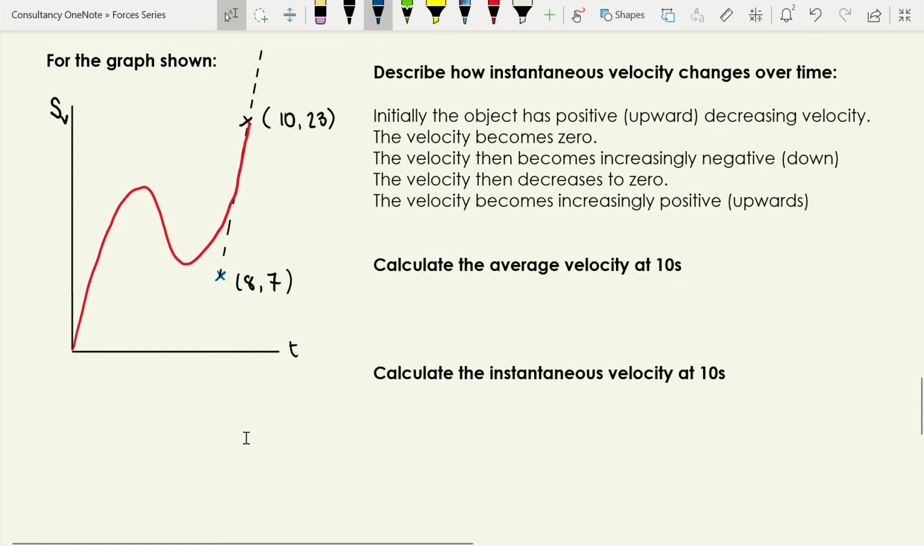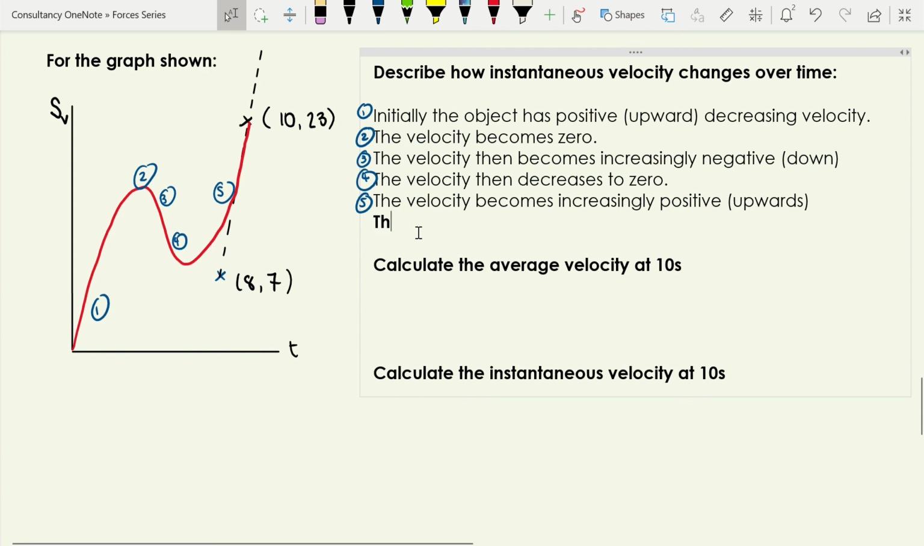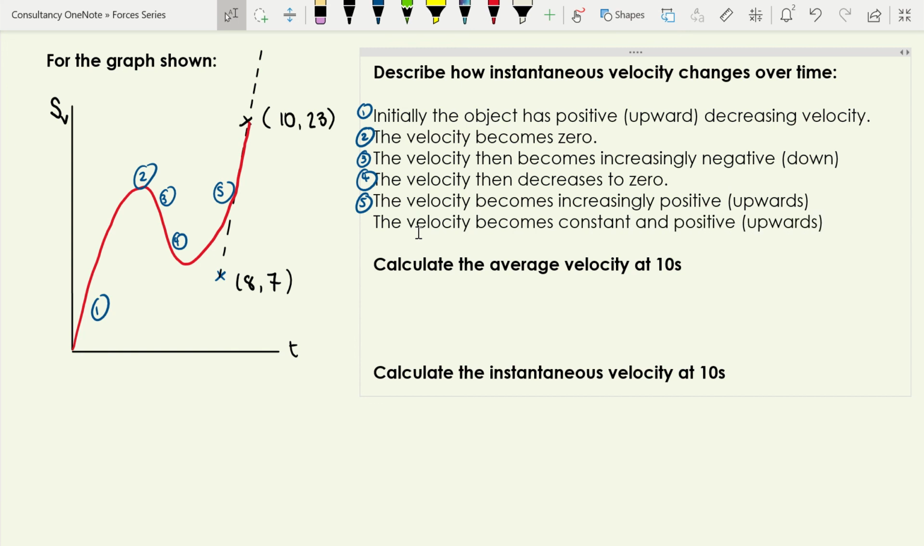So let's label our sections so we can match them up. So this is section 1. Velocity becomes 0 here. Increasing negative is here. Decreasing to 0 is in here. And then finally, velocity becoming increasingly positive is this section we can see here. Maybe at the end we could also give a stage 6. That looks like it becomes this. The velocity becomes constant and positive again, which means upwards. So you can see here it becomes a straight line towards the end. So maybe we could add a 6th step in there.